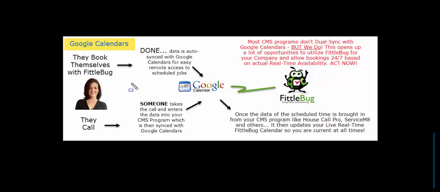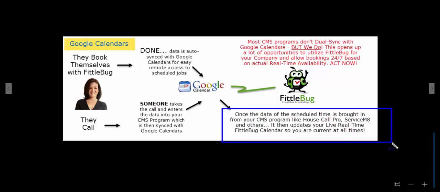She could book your services by calling you. She could book your services by using FittleBug. If she calls you, then someone has to take the call, put it into some type of CMS program, and then if those programs have the functionality, which most do, you can sync it out to Google Calendars. If she uses FittleBug instead to book, all the data goes over to FittleBug and it's automatically synced with Google Calendars. So either way, they're getting the information to Google Calendars.